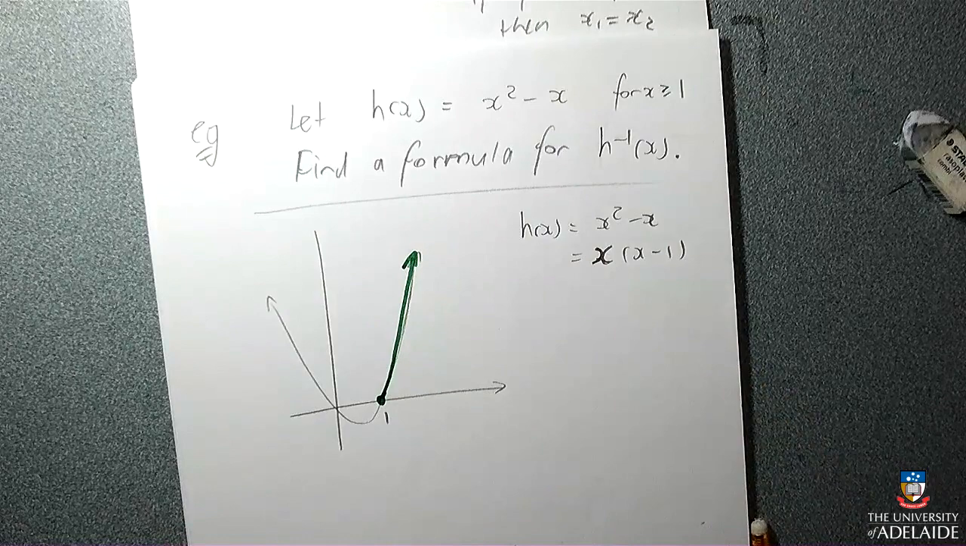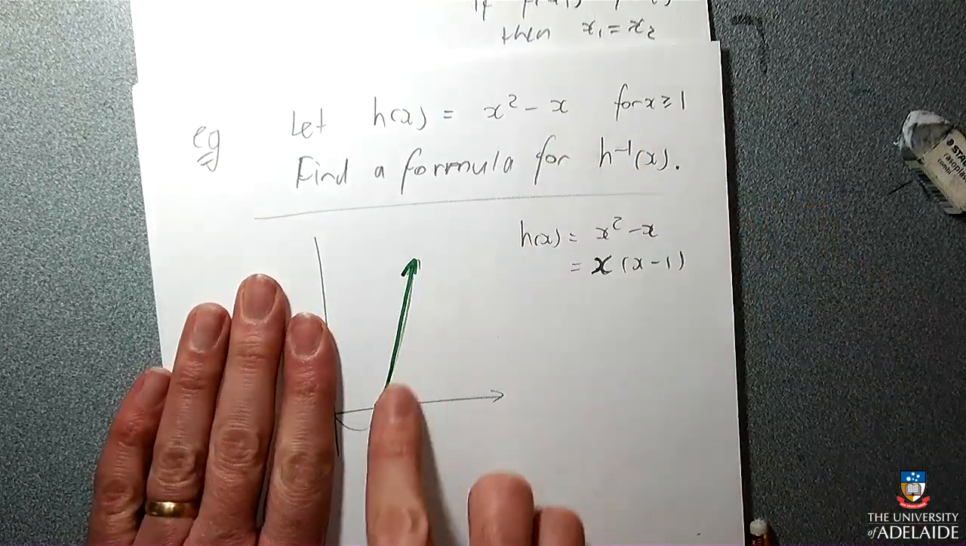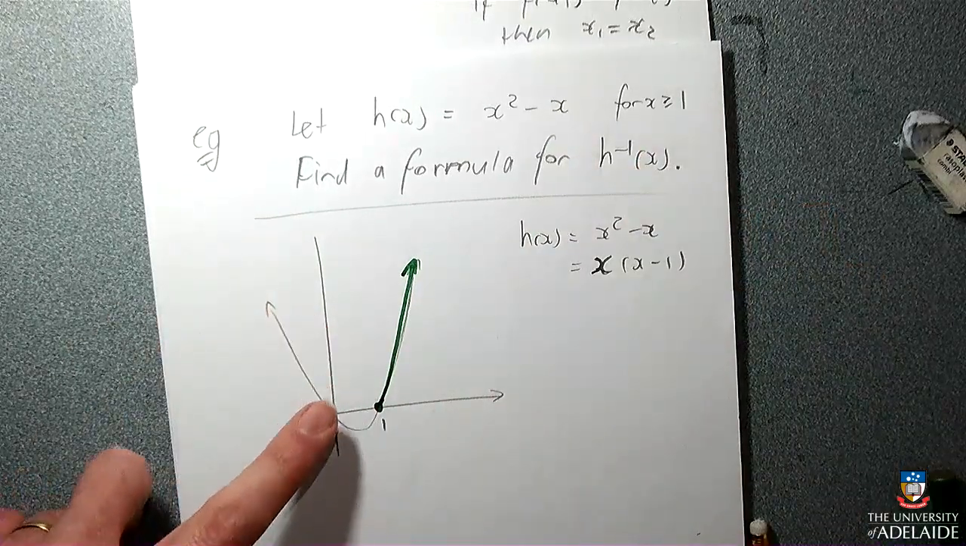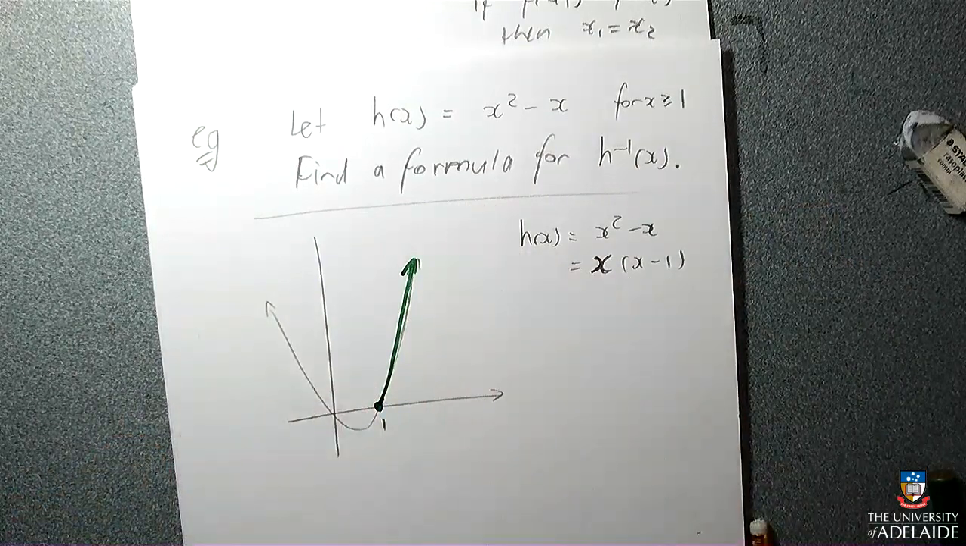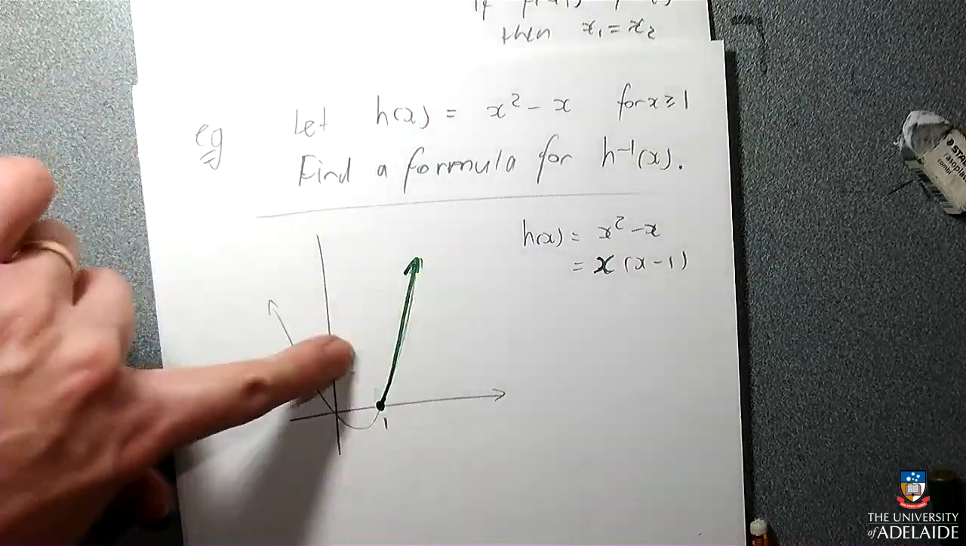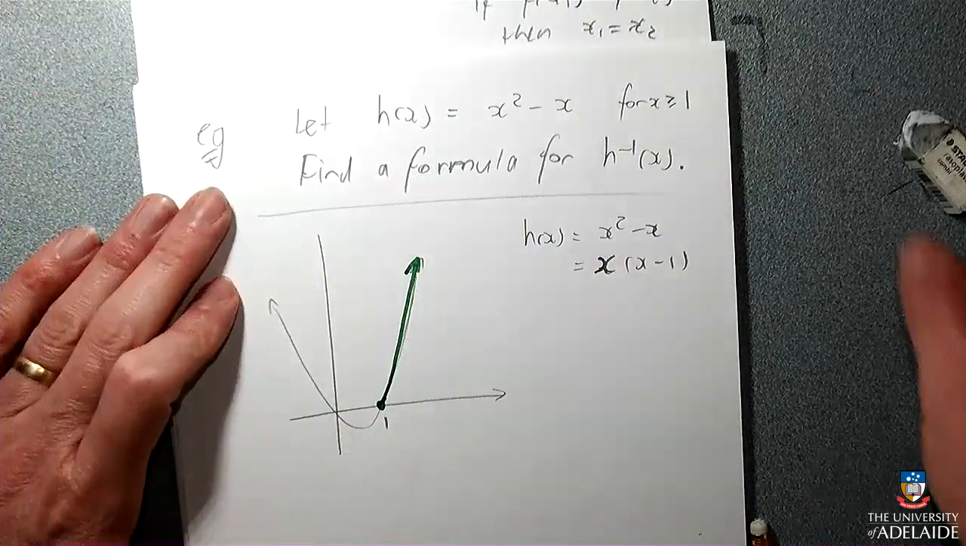The rest of it we don't care about because we only want the part where x is greater than or equal to 1. So yes, it is 1-to-1, because every input produces a different output. And the way I can check that is to see if I draw a horizontal line, it never crosses it more than once, because I'm not using this bit here at all.